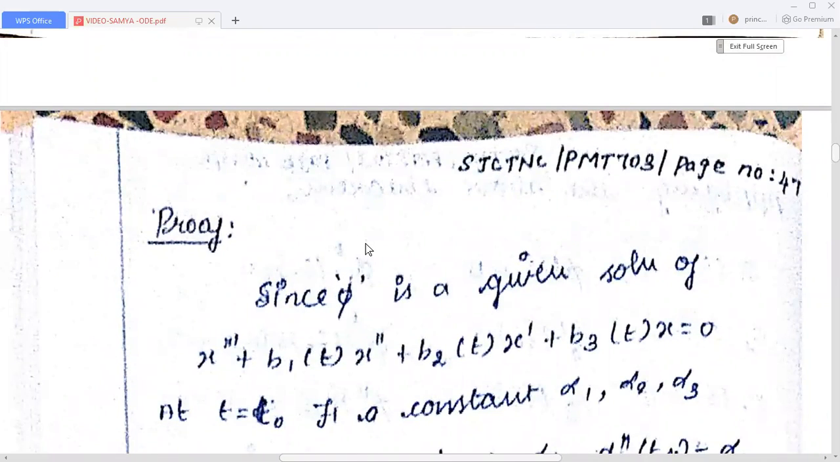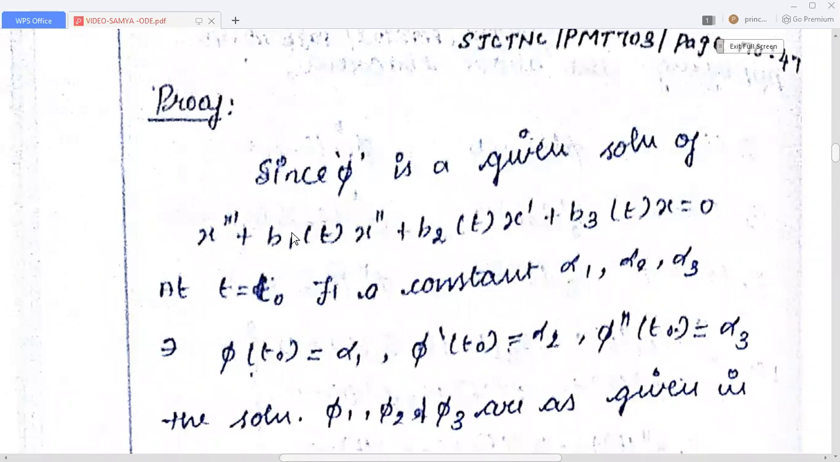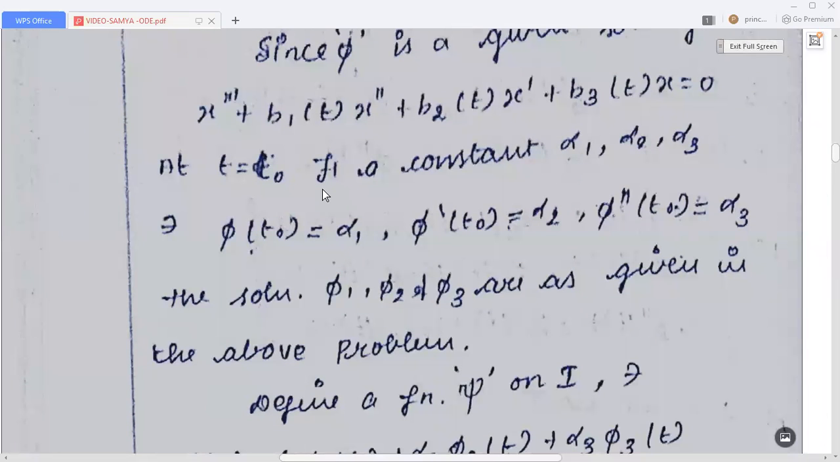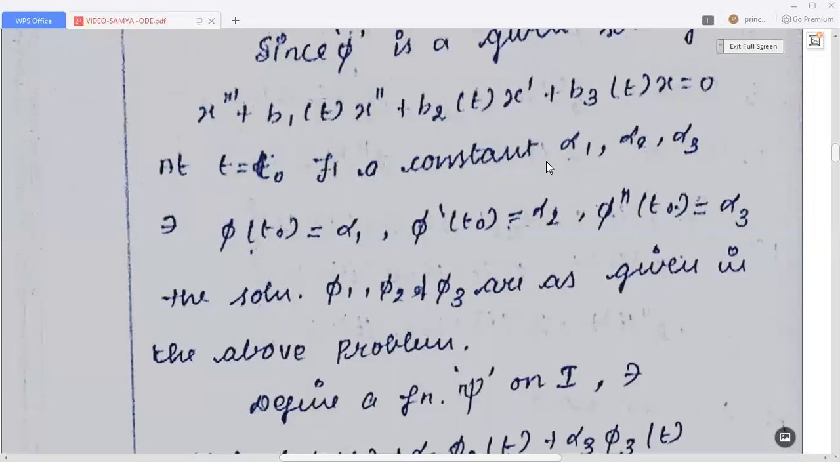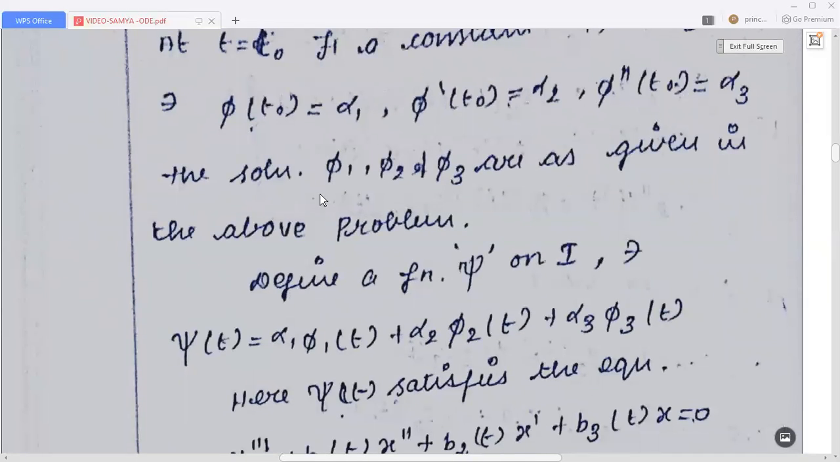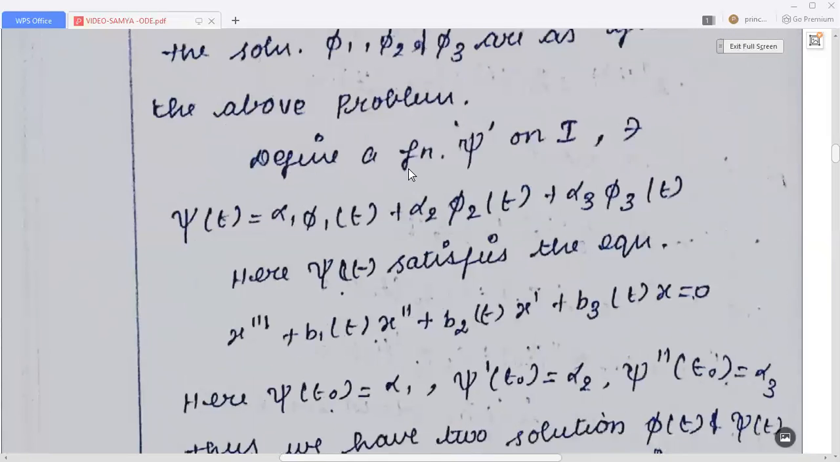Since phi is a given solution of this third order differential equation x triple dash plus b1 of t into x double dash plus b2 of t into x dash plus b3 of t into x equal to 0, at t equal to t naught, there exist constants alpha 1, alpha 2, alpha 3 such that phi of t naught equal to alpha 1, phi dash of t naught equal to alpha 2, phi double dash of t naught equal to alpha 3. The solutions phi 1, phi 2, phi 3 are given as in the above problem.